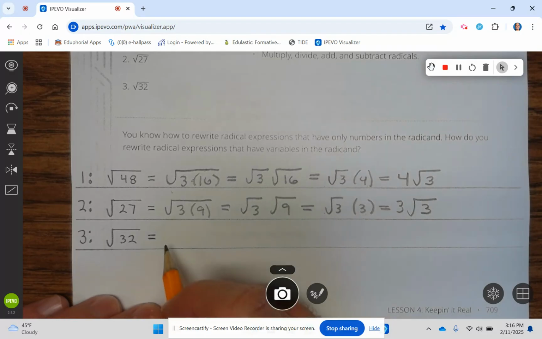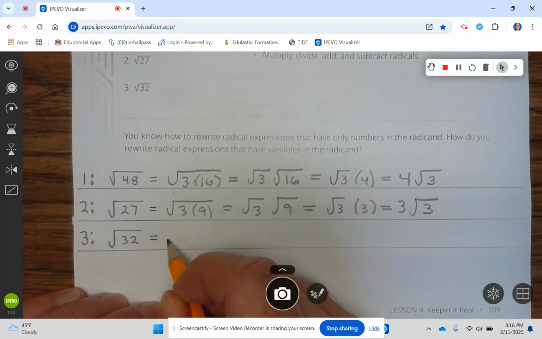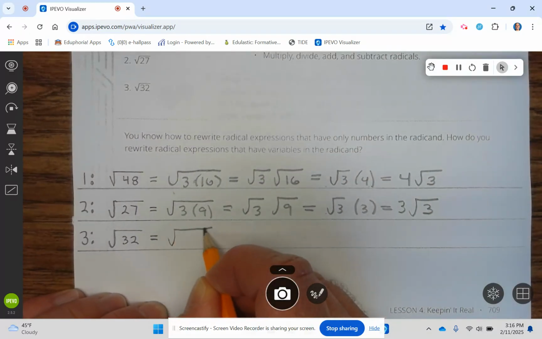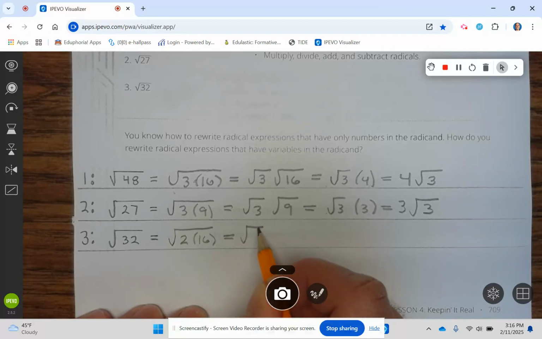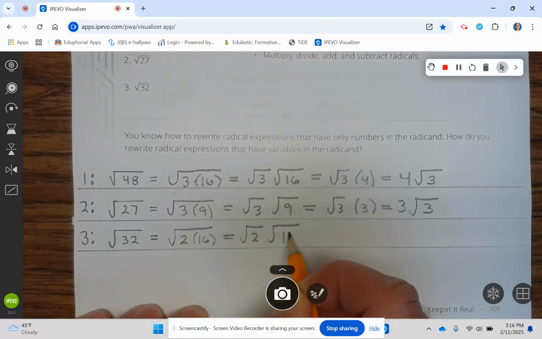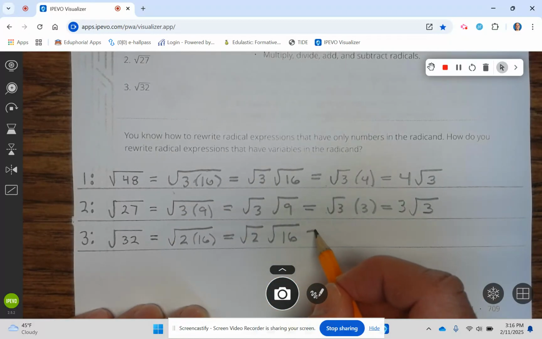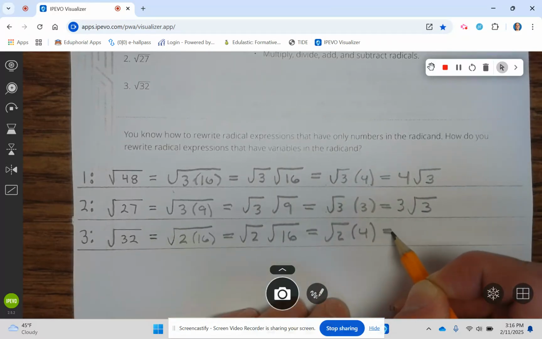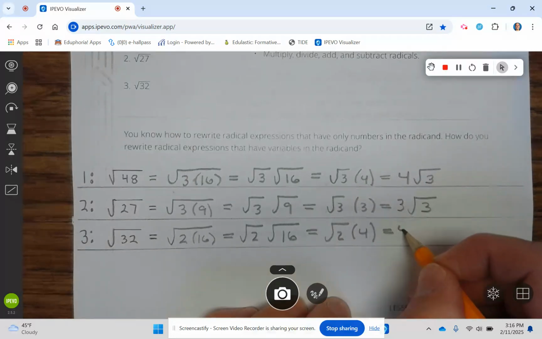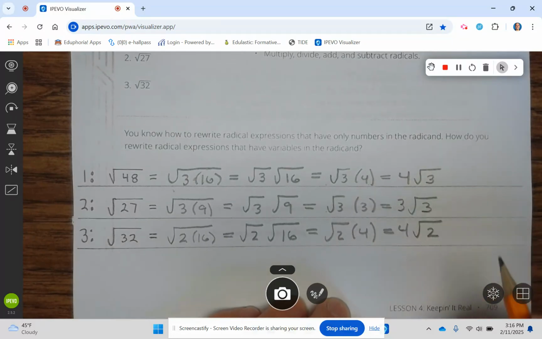All right, so here we can rewrite the square root of 32 as the square root of 2 times 16, which can be rewritten as the square root of 2 times the square root of 16, which can be written as the square root of 2 times 4, which, putting that in the front, is written 4 square roots of 2.